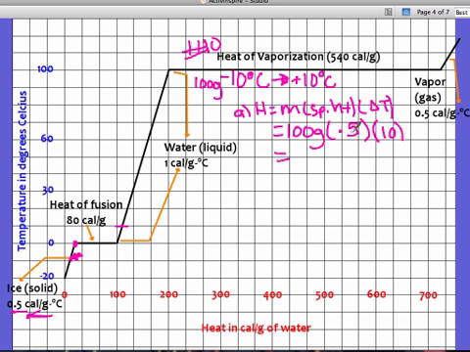If I take 100, multiply it by 0.5, multiply it by 10, I'm going to get an answer of 500 calories. That means that I need to add 500 calories to these 100 grams of ice to raise the temperature from negative 10 to 0.